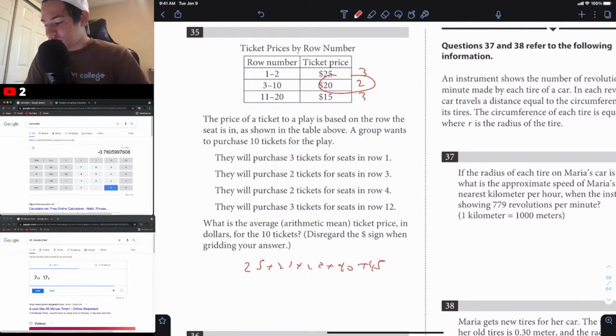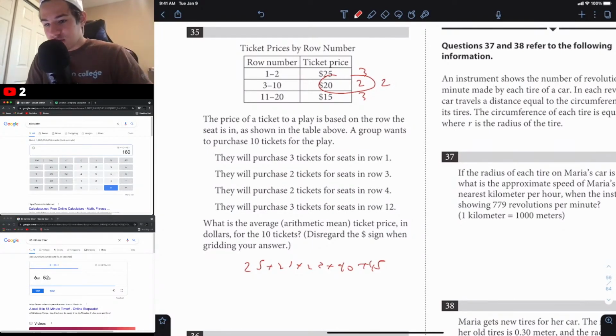So, yeah, 75 plus 40 plus 45. And then 116, we're going to divide that by the number of tickets, which is 3 plus 2. Oh, wait. No. So they will purchase 2 tickets from seat and 2 in row 4, which means it's 2 times 2. So then there's another 20.